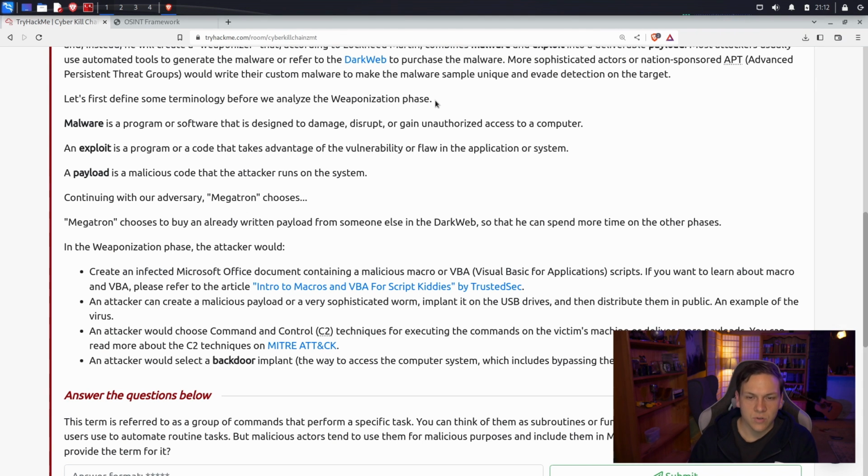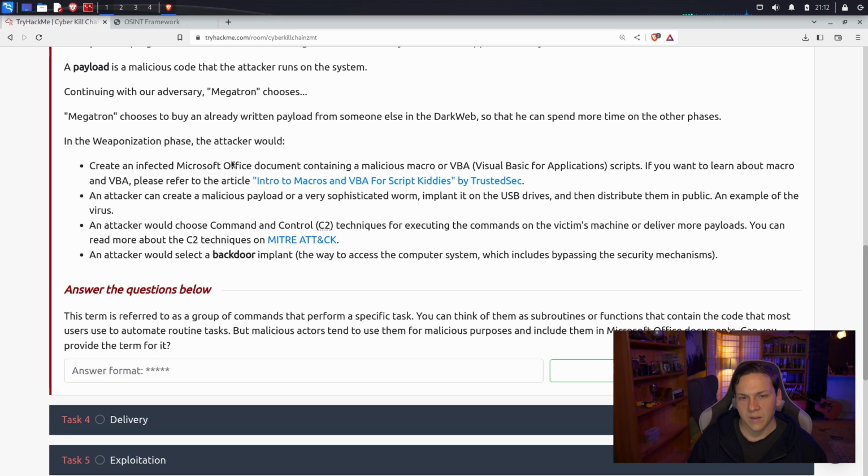An attacker would choose command and control techniques for executing commands on the victim's machines or delivering more payloads. You can read more about the C2 techniques on MITRE ATT&CK. An attacker would select a backdoor implant, the way to access the computer system, which includes bypassing the security mechanisms.